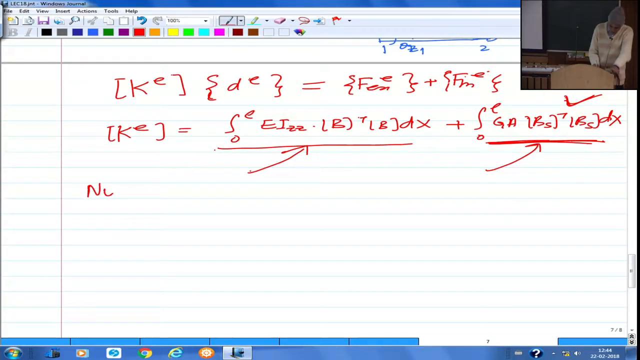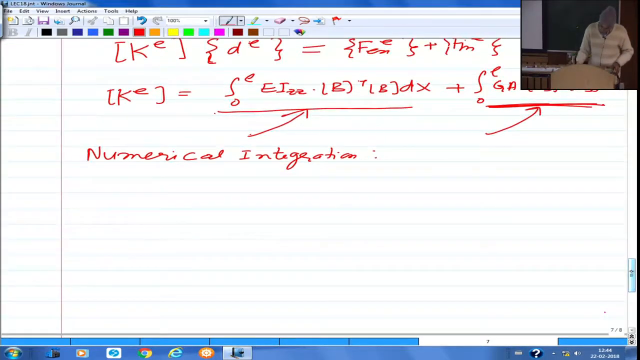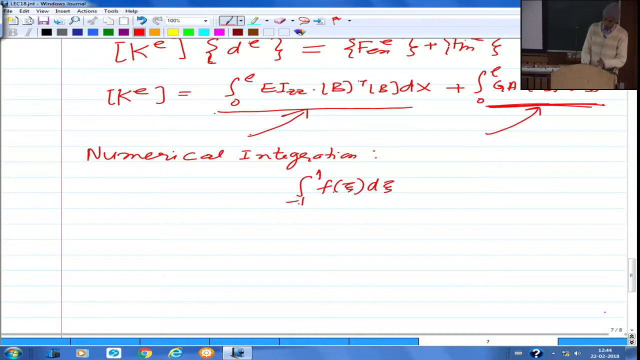So numerical integration means, let me first say in terms of a variable which is varying from -1 to +1. If I want to evaluate an integral from -1 to +1 of some function of this variable xi, d xi, that means this variable xi varies from -1 to +1. So the integral from -1 to +1 of f xi d xi can be written as, like you would have done with Simpson's rule or the trapezoidal rule for integration. This is somewhat similar to that.